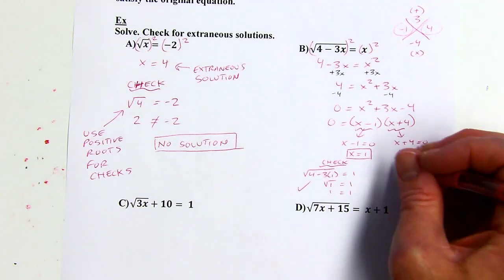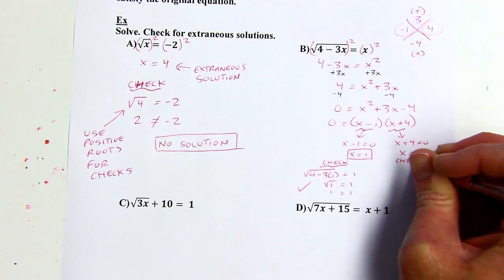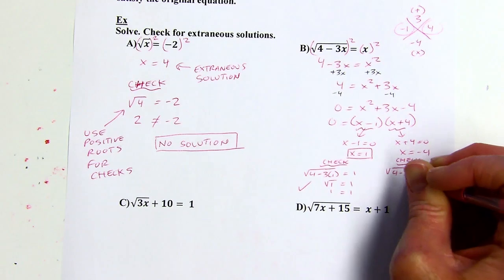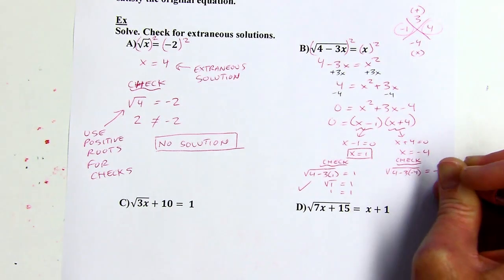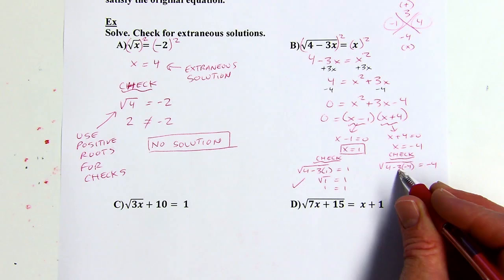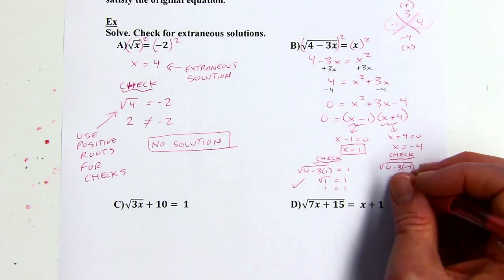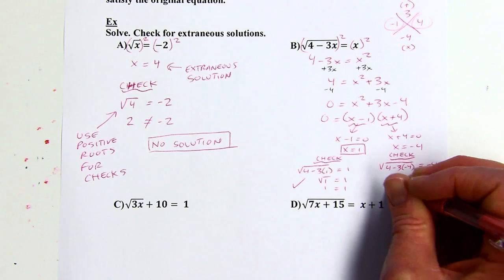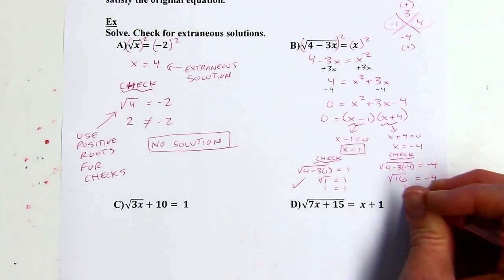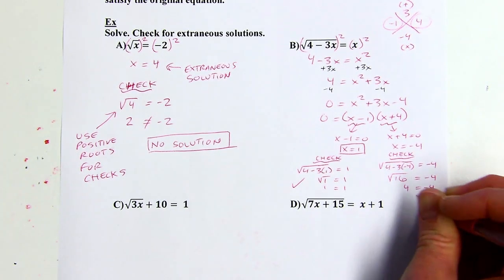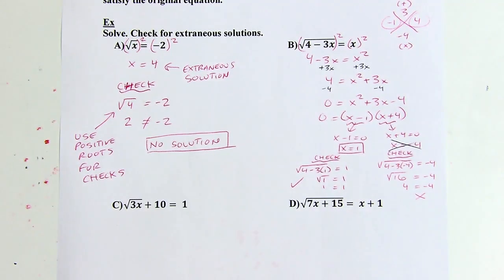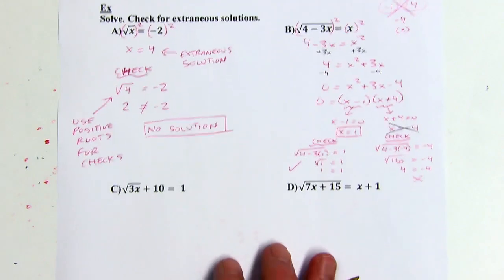Let's check negative 4. Okay, I'm going back to the original equation. And there's two places to plug in for x there, right? So let's see, I have 4. Negative 3 times negative 4 would be 12. So 4 plus 12 is 16. Okay, and then I'm only using the positive root here. And that one does not work. So that means this is an extraneous solution, and you throw it out. So x equals 1 is our solution then.